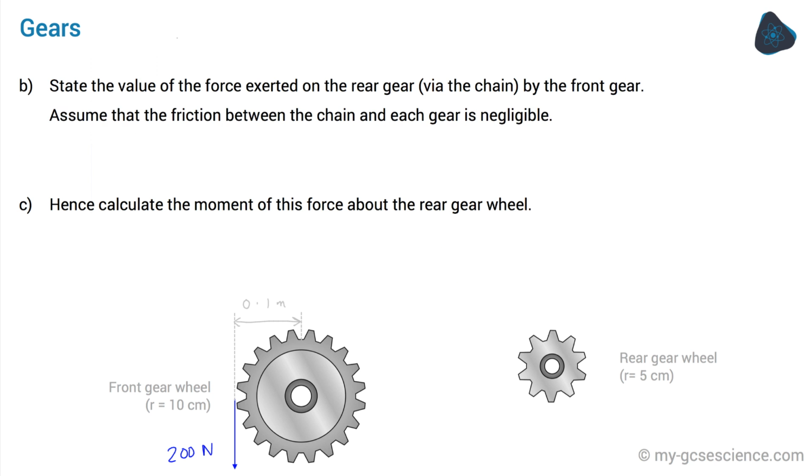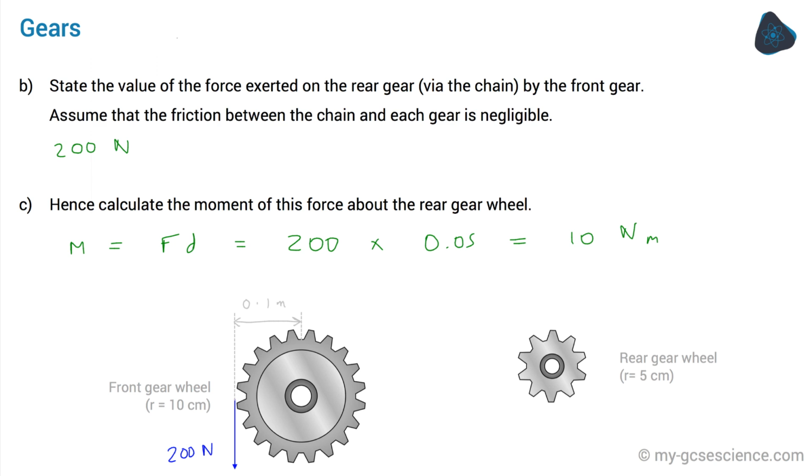Have a look at parts B and C now. For part B, from Newton's third law, the answer is the same as the force which appeared on the last screen, which is 200 newtons. For part C, the value of d for the rear gear wheel has decreased to 5 centimeters, so the answer is 200 times 0.05, again converting to meters, which gives 10 newton meters.